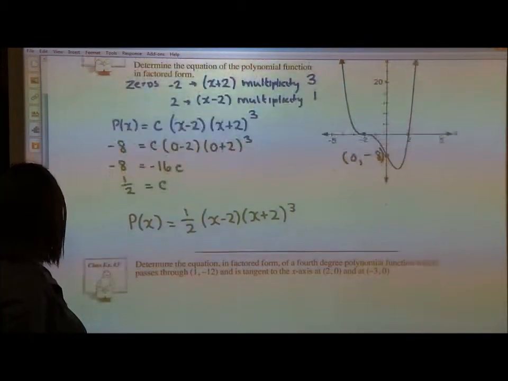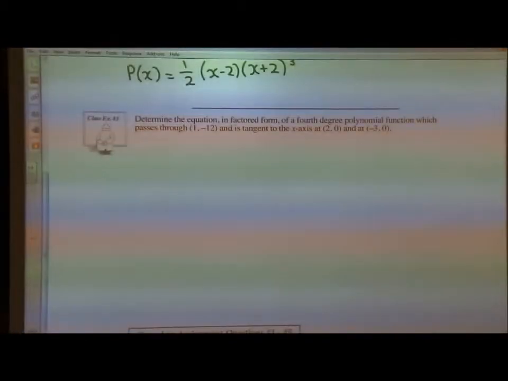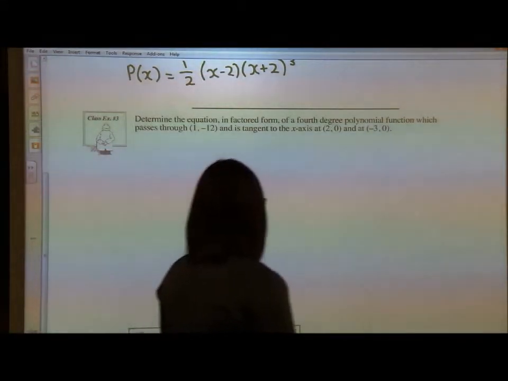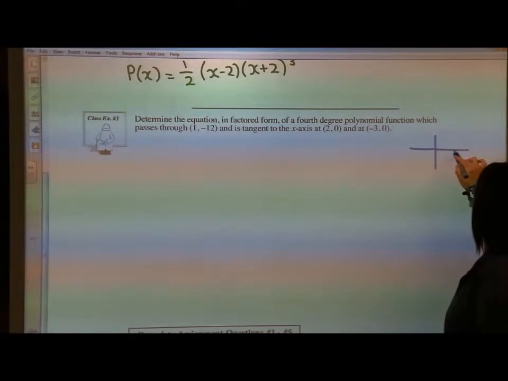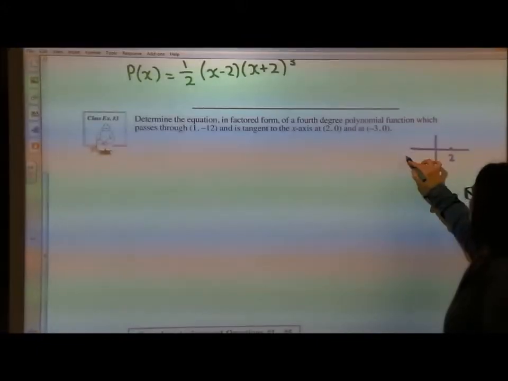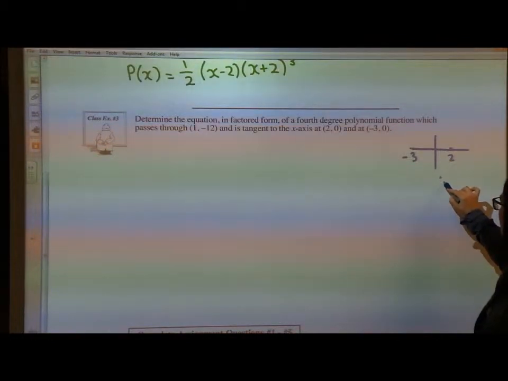Okay. If we look at class example number 3, it says determine the equation in factored form of a 4th degree polynomial function which passes through the point (1, -12), and it's tangent to the x-axis at (2, 0) and (-3, 0). So if you wanted to sketch this, just to give yourself a visual, 2, -3, and then 1 and -12.